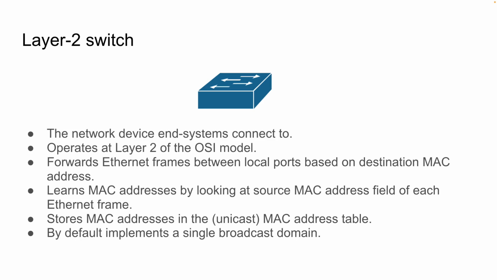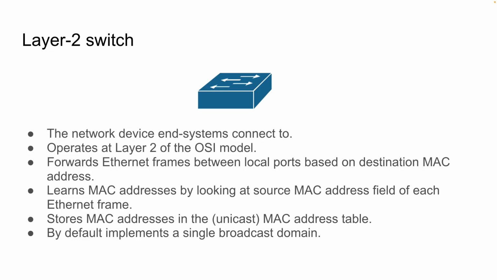To forward user Ethernet frames, layer 2 switches use MAC address tables, which contain mappings between destination MAC addresses and local outgoing ports, behind which those MAC addresses are seen. They do this by learning source MAC addresses of each incoming Ethernet frame.